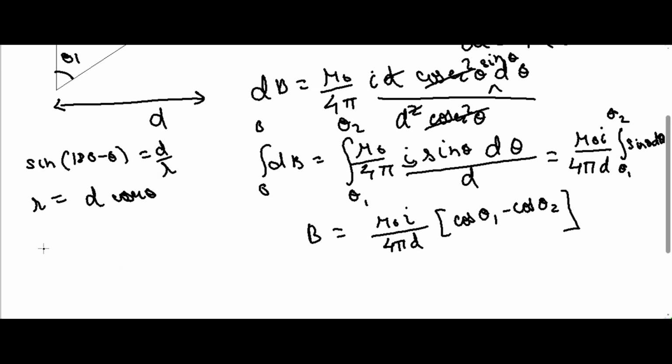So if the wire is infinitely long, then the magnetic field because of an infinite wire will become mu naught I by 2 pi d.